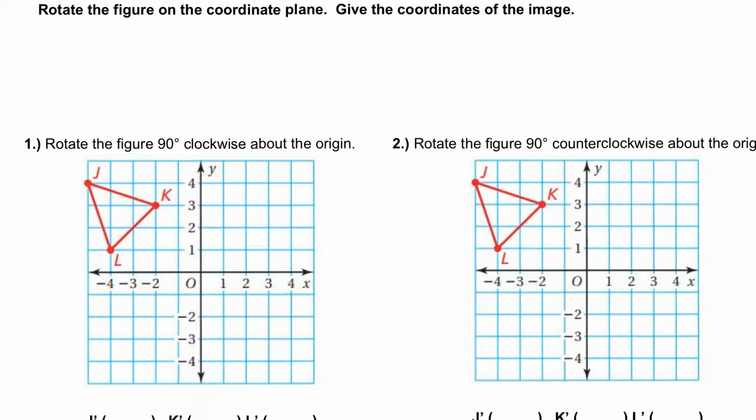So the coordinates for J are left 4, down 5. So that means J prime is going to be (-4, -5).